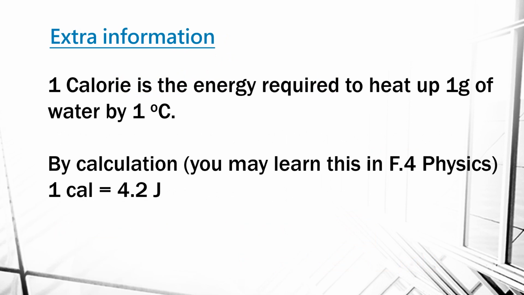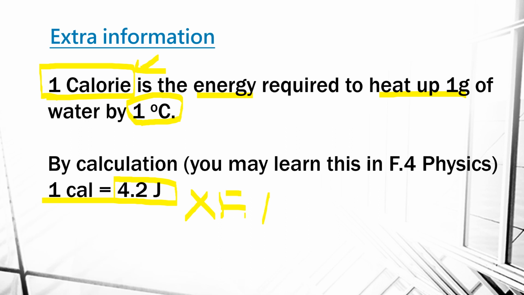Now this is very extra information. It's not expected in Form 1, but just something for your interest: what is meant by 1 calorie? Actually, this is the energy required to heat up 1 gram of water by 1 degree Celsius. So if you learn physics in Form 4, you will find that this equals 4.2 joules, but this is not required for Form 1. This is just extra information for all of you.